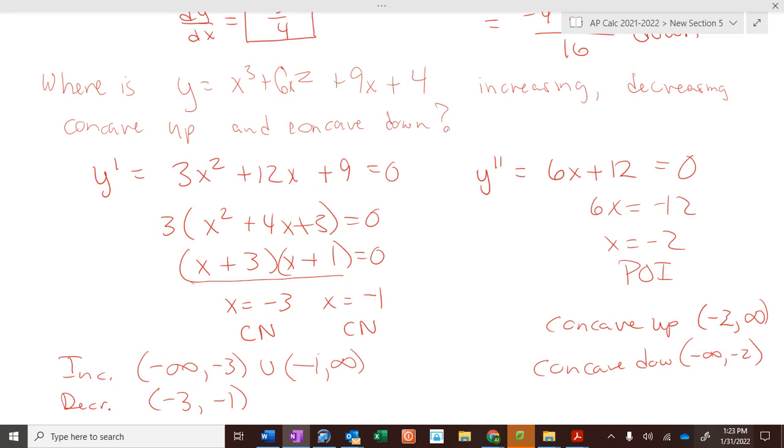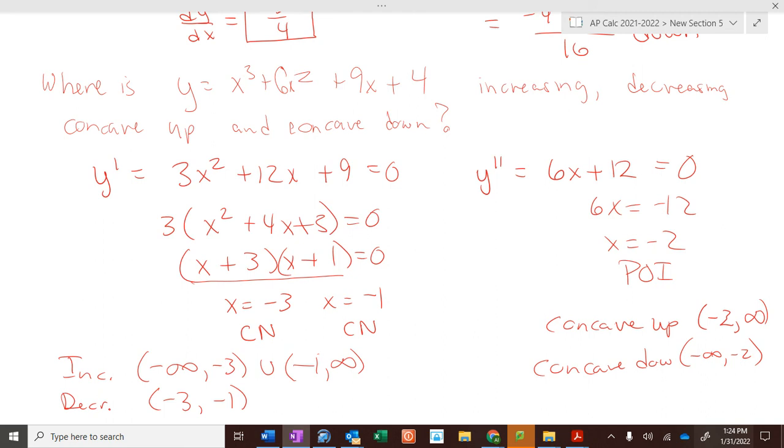Okay? So if you put in a -1, you get -6 plus 12, which is a positive 6. So -1 is to the right of -2, so it's a number bigger than that. And it's a positive number, so it's going to be concave up. Where the second derivative is positive, it's going to be concave up.